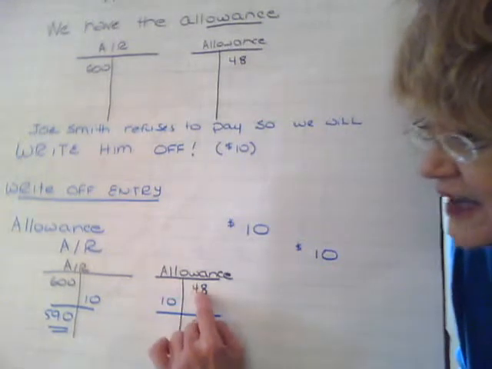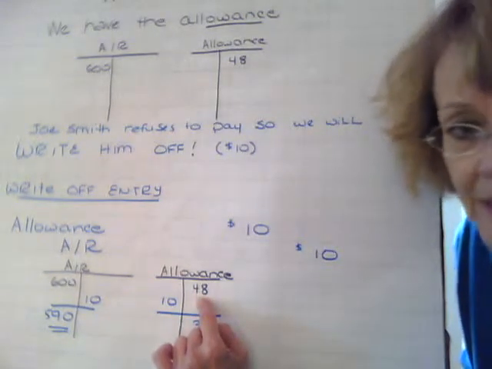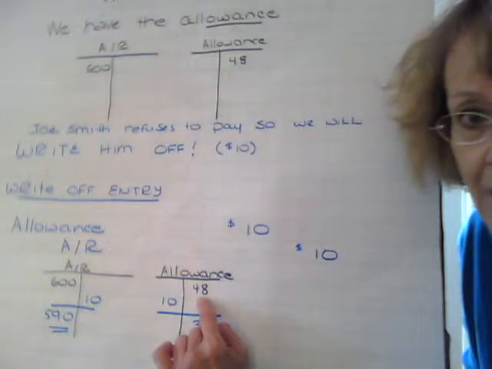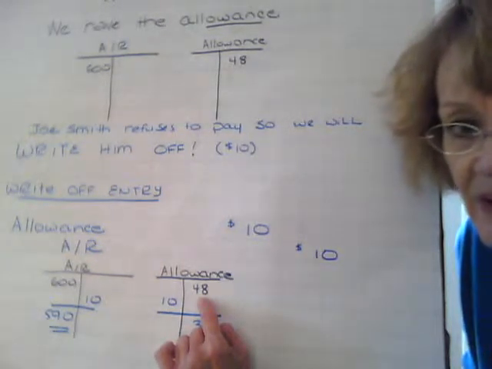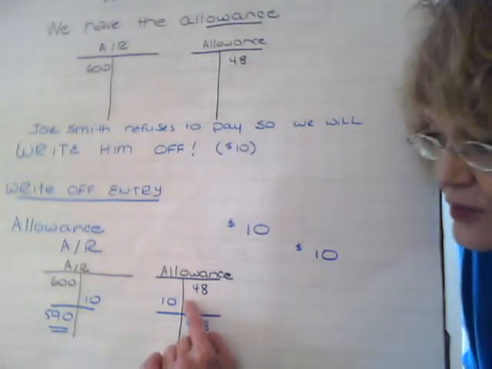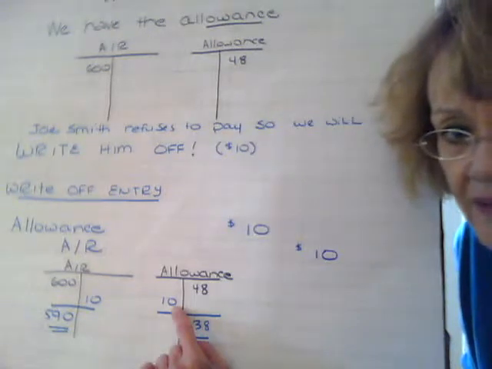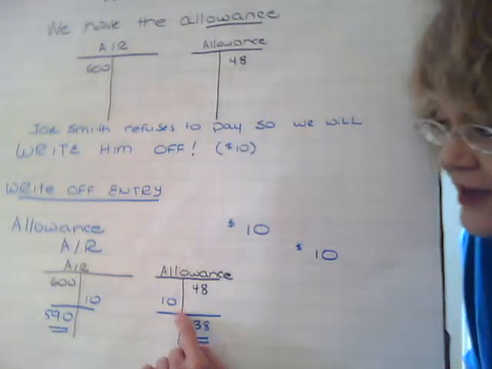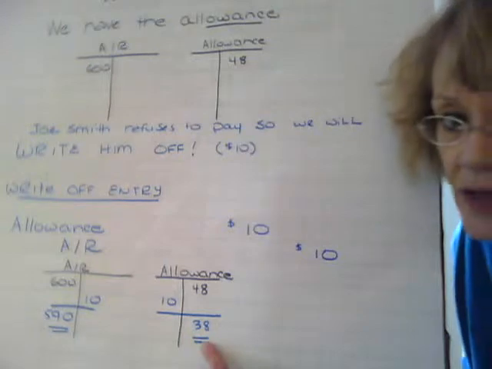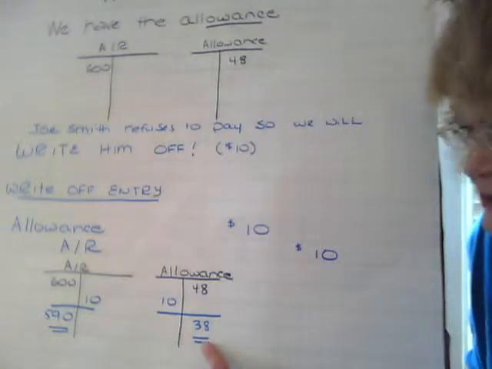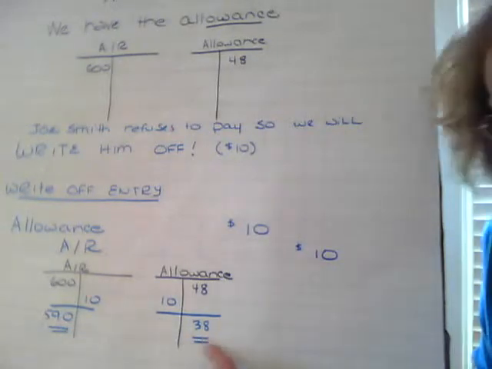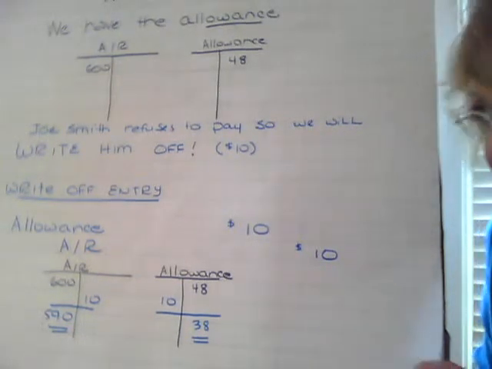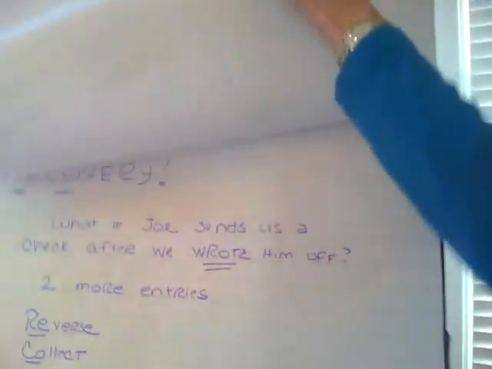The allowance had $48. That didn't belong to any one person or a combination of people. It was just our guess, remember? 8% of 600. We don't know if that's right or not, but it was just a guess. So now we have used up part of the allowance, $10 of it, and now we have $38 to use on other people. Is that okay? So we've got $590 and $38. So that's this first step after we have a write-off.